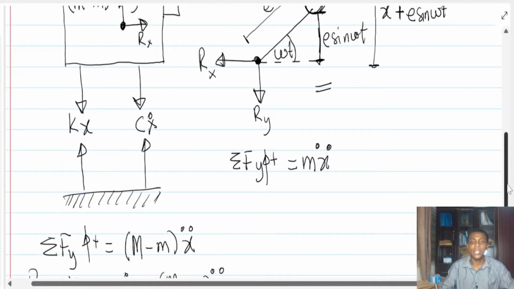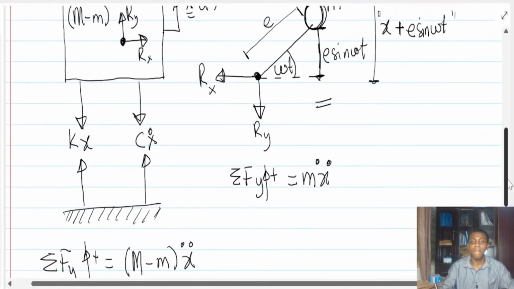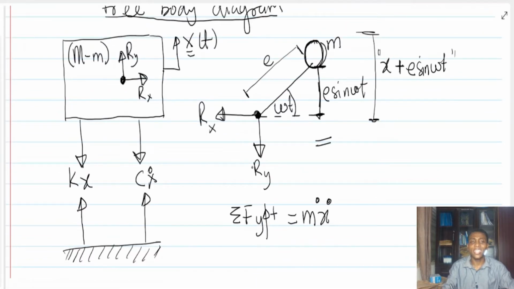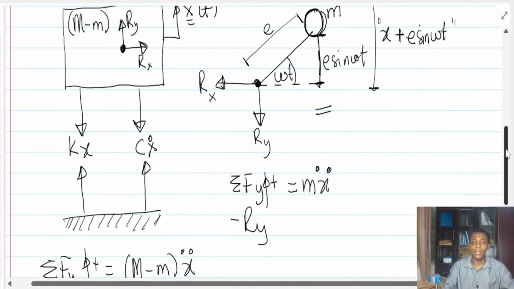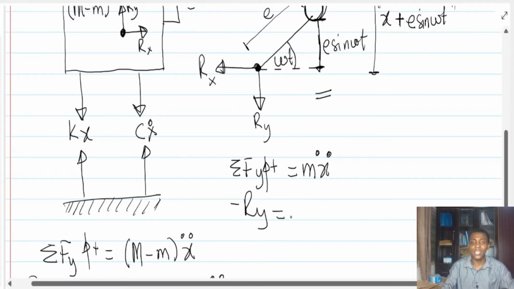All right. Now, let's look at the forces. So it's going to be ry, but look at this time around, ry is coming down, right? You can see that clearly ry is coming down. So that is minus ry. This one is coming down. And that's all, right? That should be equal to mass times acceleration.